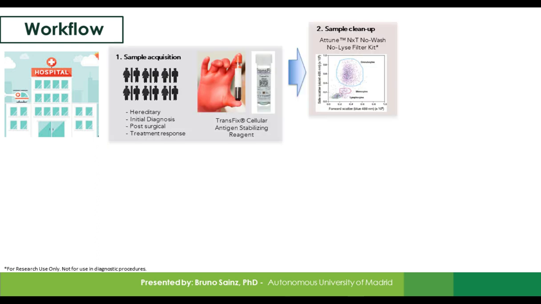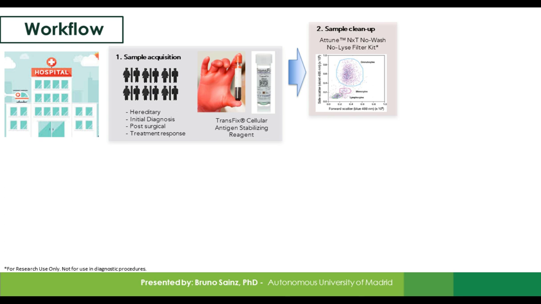So our samples come from the hospitals, and the samples are acquired from our patient population of interest. These samples, for example blood samples, are collected in various different types of blood collection tubes, for example heparin tubes or EDTA tubes. And the nice thing about our platform is that you can choose whether or not to fix the cells. If you choose to fix the cells, we have been using the Transfix cellular antigen stabilizing reagent, which works very well for stabilizing the antigens on the cells, and the antigens are actually stable for up to 10 days at 4 degrees Celsius.